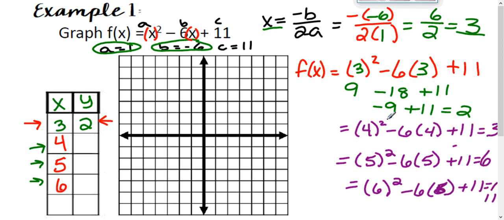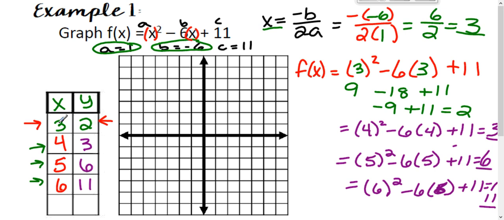Alright, so when I plugged in 4, I got an answer of 3. When I plugged in 5, I got an answer of 6. And when I plugged in 6, I got an answer of 11. So I'm going to put those in my table. And then we're going to take those points and plot them on our graph.